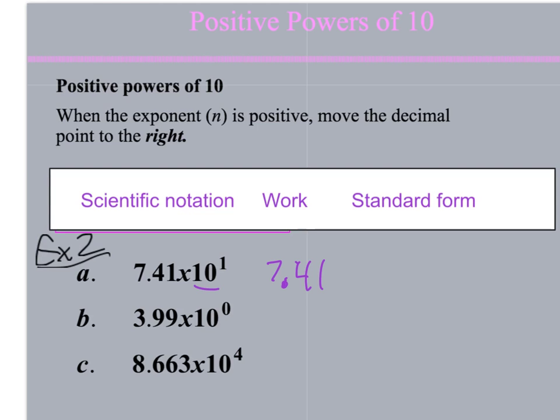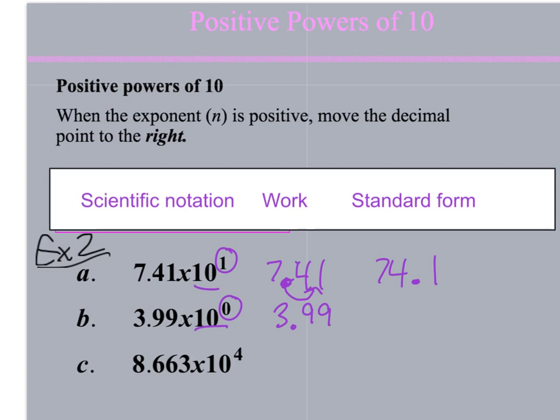So if it's times 10 to the first, I'm going to move it one place to the right. So my standard form would be 74.1. Let's try B. This time I'm going to rewrite my decimal form. And this time it wants me to move my decimal 0 times.